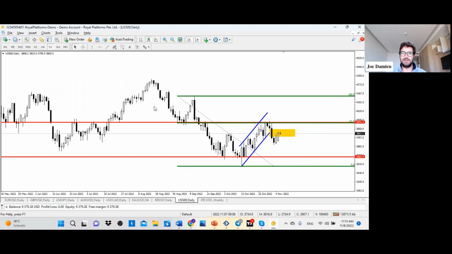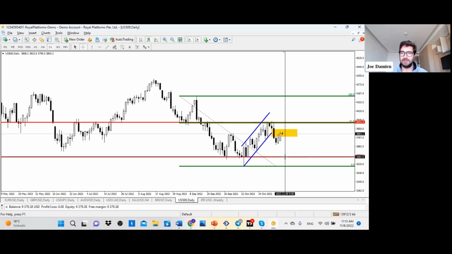So what I will see is another move to the downside until these previous lows, the 3,582. So we have impulse, correction, and then a new impulse all the way down until the 3,586.